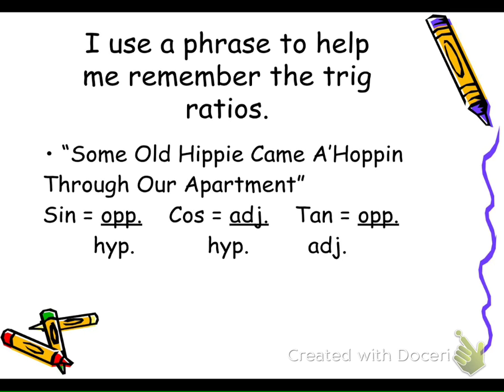We have different phrases to help us remember trig ratios. The one that this book or the other math teacher in the department came up with was: some old hippies came a hopping through our apartment. Yes, I know it is silly, but if you look at the first letter of every word: S, sine, opposite over hypotenuse; cosine, adjacent over hypotenuse; and tangent, opposite over adjacent.